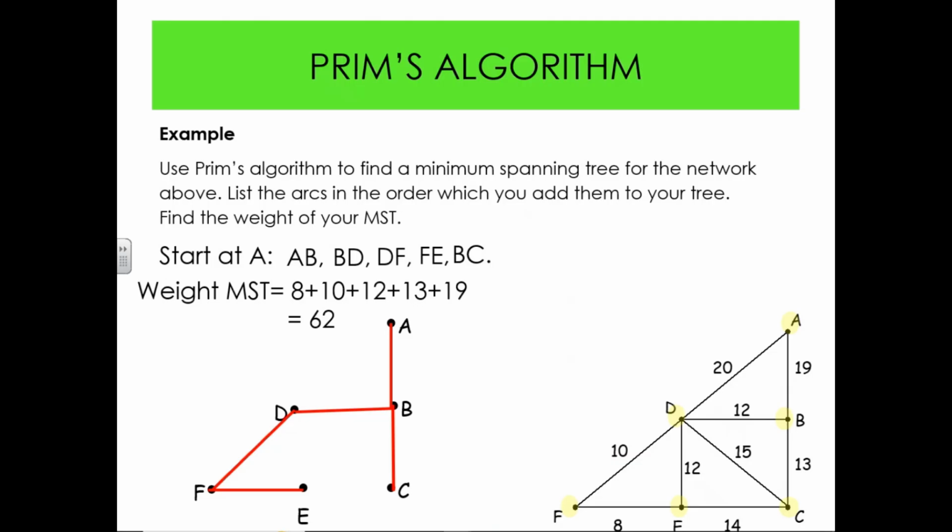Prim's is concerned with the points. You're looking at all the arcs that are connected up to the points, whereas Kruskal's is concerned with the arcs.